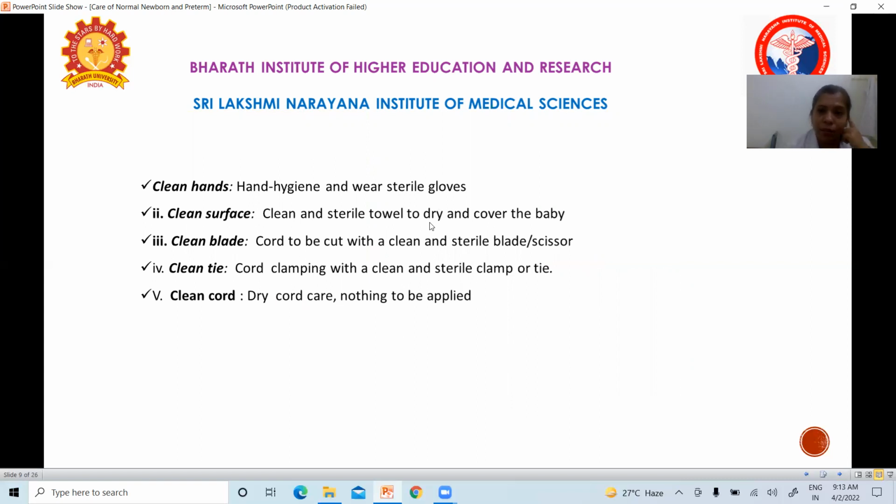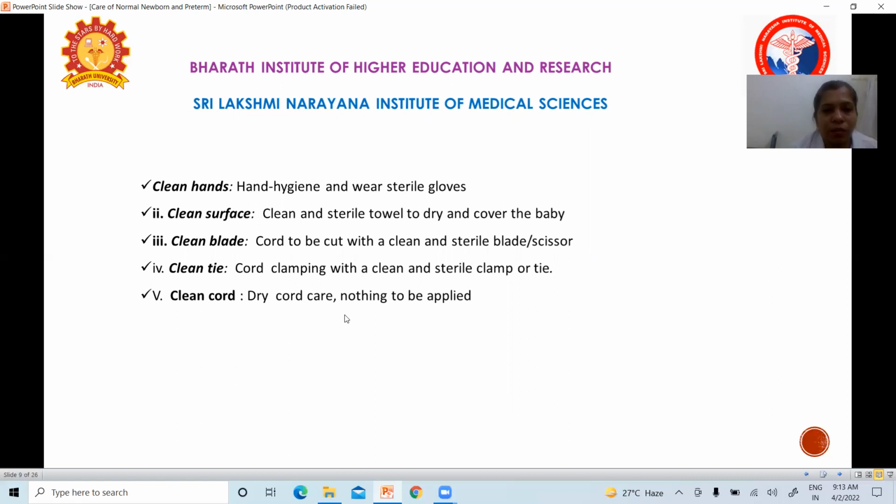We are conducting the delivery on the clean surface and we are receiving the baby on clean, dry, pre-warmed linens. Then clean blade or scissors. So the cord has to be cut with a clean and sterile blade or scissors. And then the cord clamping. The cord can be clamped with a clean, sterile clamp, which is commercially available in the market, or some clean thread.